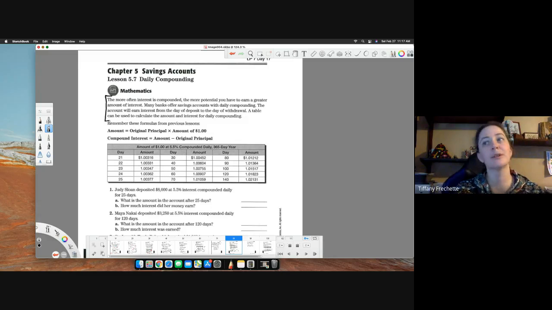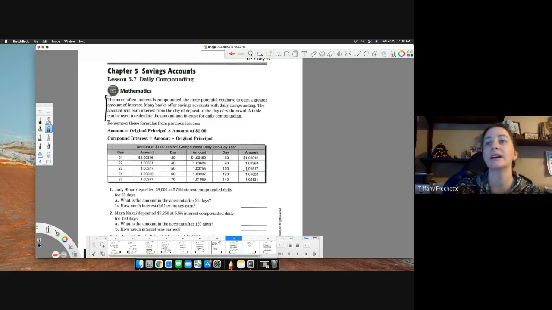So remember these formulas from the previous lessons. We have amount equals original amount times amount per dollar. They give us the table, so this is the amount per dollar. If we have 21 days, here's the amount per dollar. If we have 22 days, here's our amount. If we have 140 days, here's our amount per dollar. So we just keep going through the columns here. They moved it over instead of having it stacked straight down, so it didn't take up as much room.